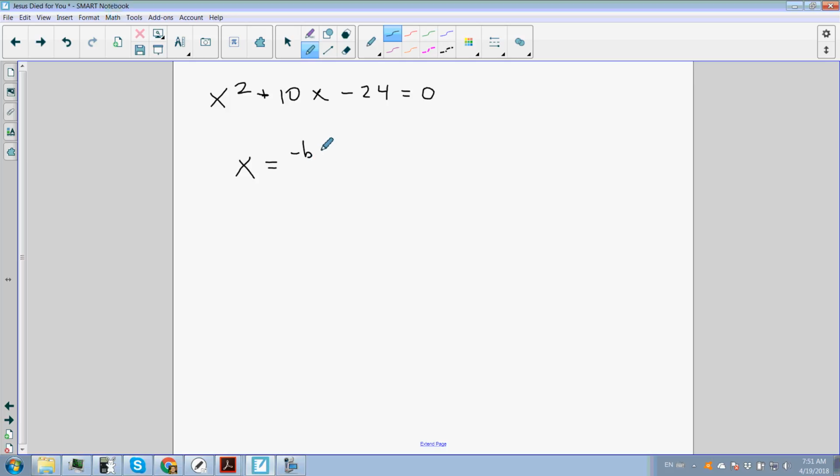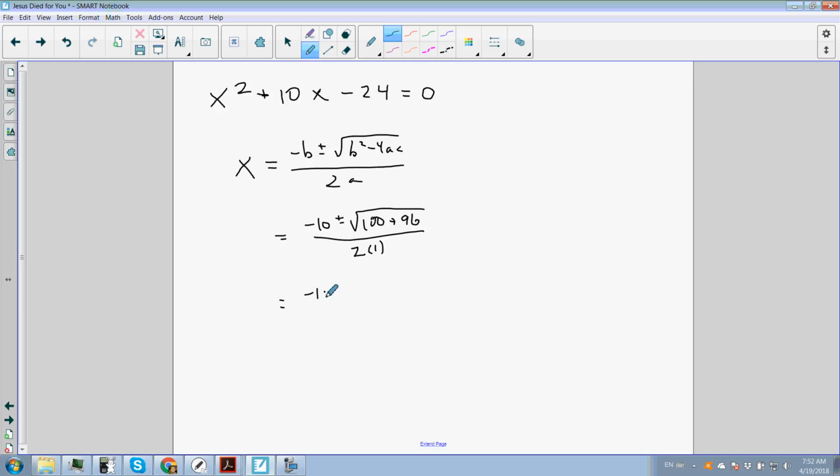X equals negative b plus or minus the square root of b squared minus 4ac all over 2a. So we've got the opposite of b, negative 10, plus or minus the square root of 10 squared, which is 100, minus 4 times a, which is 1, so it's 4 times negative 24. It'll end up being plus 4 times 24, which is 96. So divided by 2 times 1, which is 2.